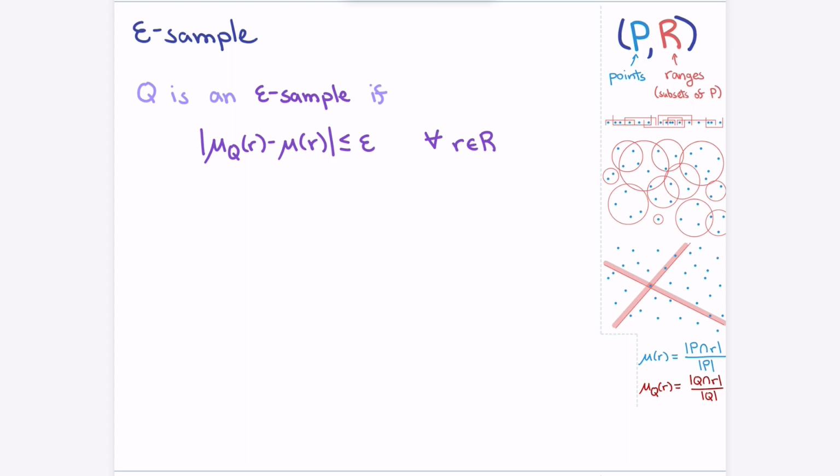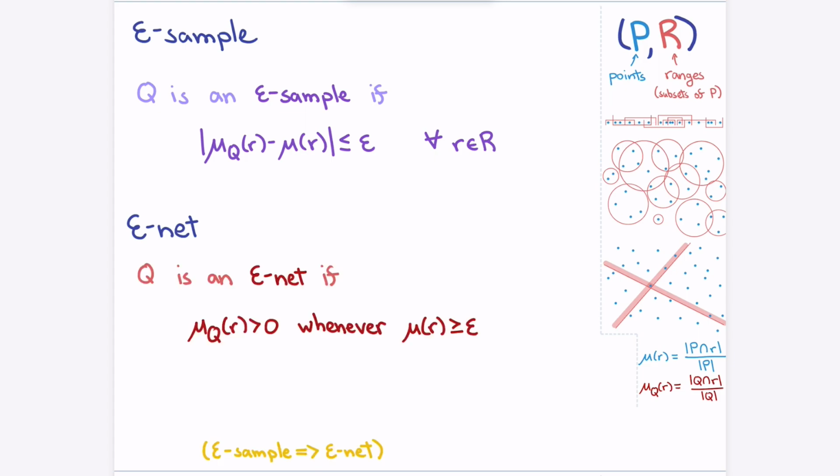Okay. The second one is sort of the heavy hitter version. It's called an epsilon net. This is just saying I want to make sure that if a range is big, in the sense that it contains at least an epsilon fraction of the points, then I have at least one point. Okay. So this will come up when mu represents, like, the mistakes made by a learning theory algorithm.